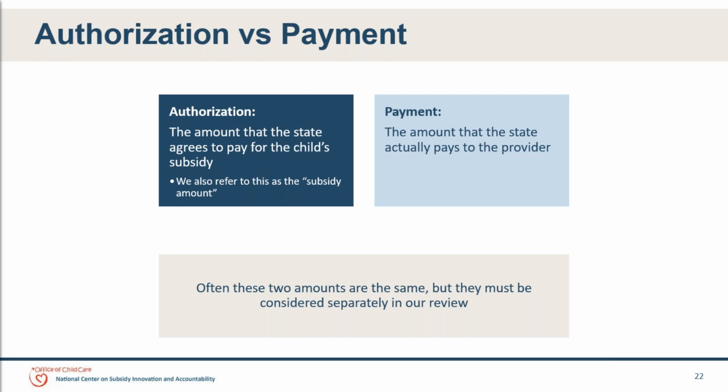Moving on to the right side of your screen, payment. This is the amount that goes out the door, what the state actually paid for the services provided. And often, or really most of the time, these two amounts are going to be the same. What is authorized is what is paid. In some states, it's always going to be the same, but sometimes that payment amount can be affected by things like attendance, if the child does not attend all the days they're authorized for, or if the school ends up being closed for some of that time, or whatever else. And so that amount that is paid is different, usually less than what was authorized.